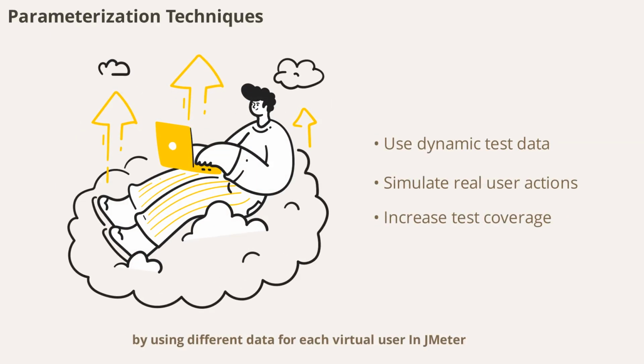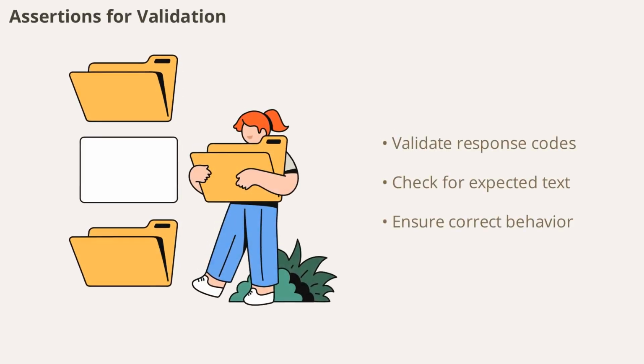Parameterization allows you to make your tests dynamic by using different data for each virtual user. In JMeter, this is often achieved with the CSV Data Set Config or user-defined variables. By reading data from external files, you can simulate a wide range of user behaviors and ensure your tests reflect real-world usage patterns.